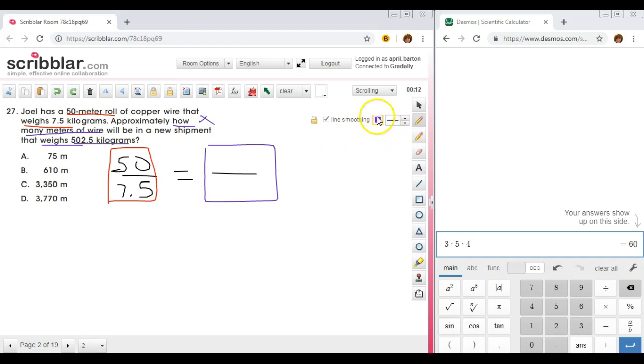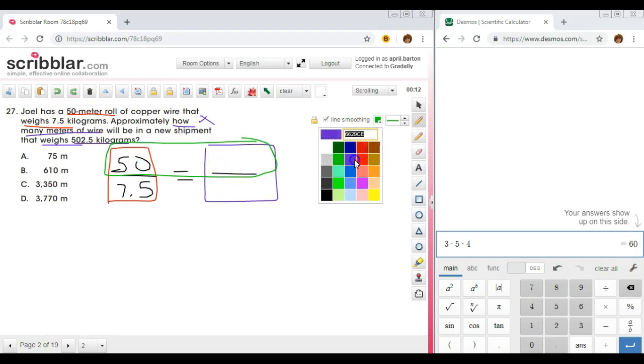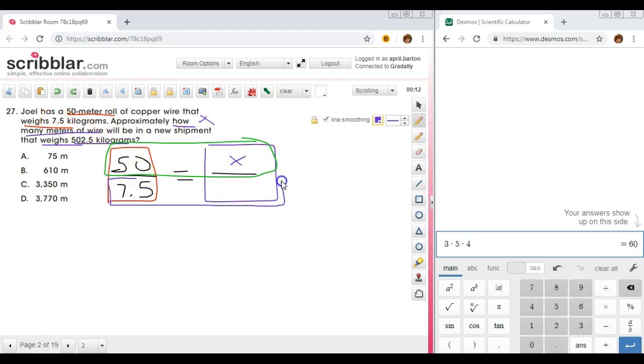To determine that, we have to line up and relate top to top. 50 meters was our top number here, which means meters also needs to be the top of the second fraction. So it was x meters, so our variable will go on top. And then the weight also has to relate. Bottom will both be the weights from the 2 sets of information. So that's where we put our 502.5.